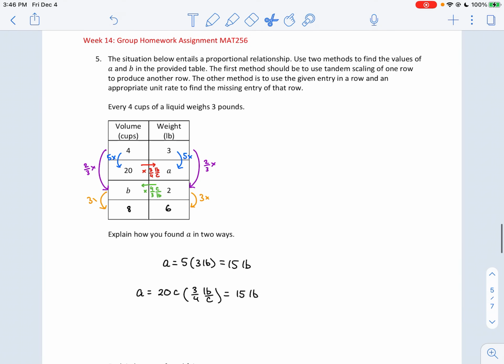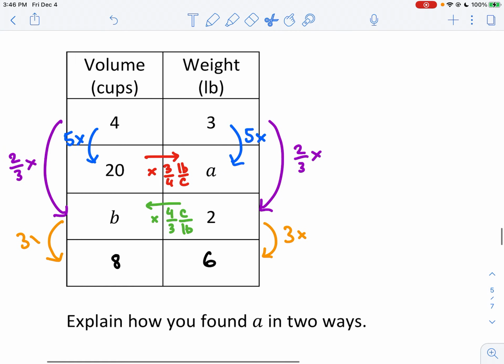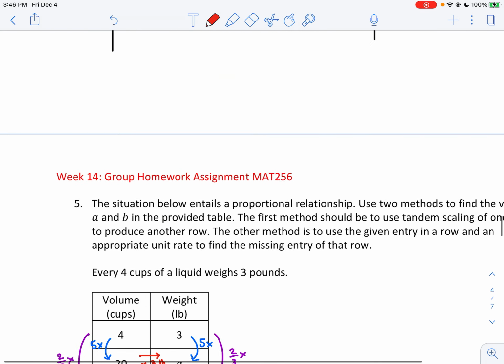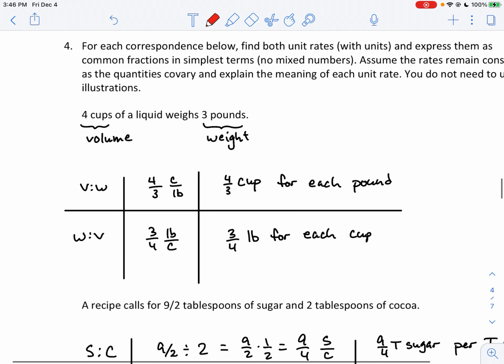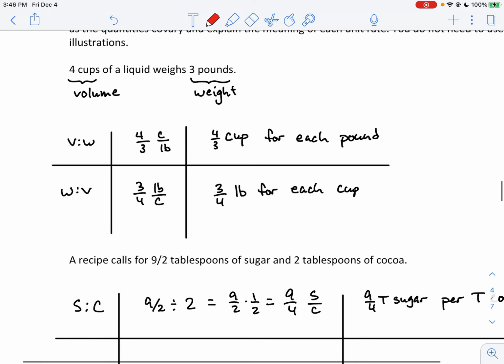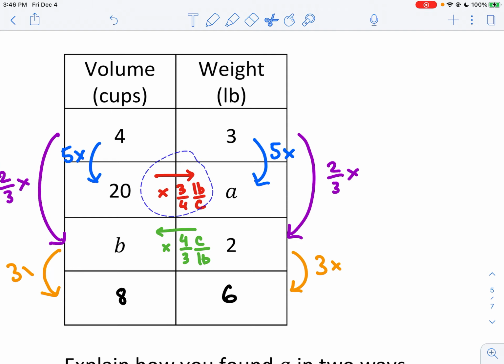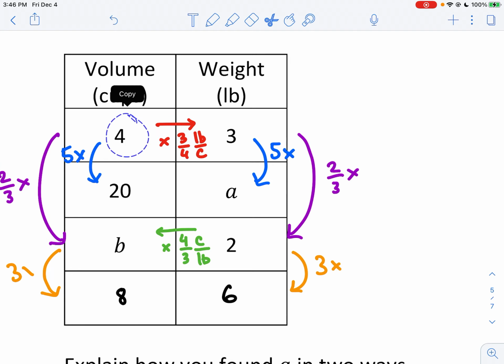Number 5, okay, so tandem scaling or using unit rates. So you had to find those unit rates. You use these 2 figures to find the unit rates. I didn't really show that work over here, but I believe these are the same numbers we had involved up in an earlier problem right here. So we already found the unit rates, 4/3 cups per pound or 3/4 pounds per cup. So depending on which direction you're going, if you're going to start with a known number that's volume, you multiply the number of cups by 3/4 pounds per cup, and that will give you the number of pounds.